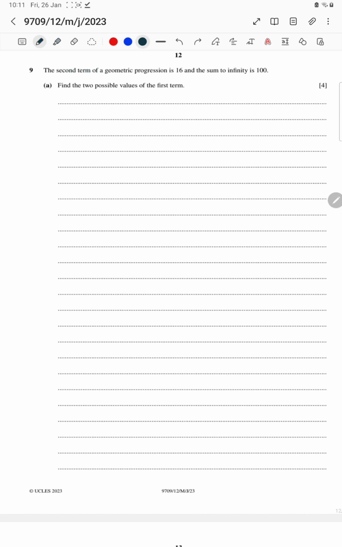It's given the second term of a geometric progression is 16 and the sum to infinity is 100. So for a GP, we know the general terms are A, AR, AR square, and so on. And the sum to infinity, we know, is A over 1 minus R, where the modulus of R is less than 1. We know these conditions.